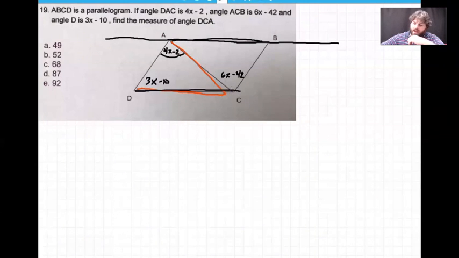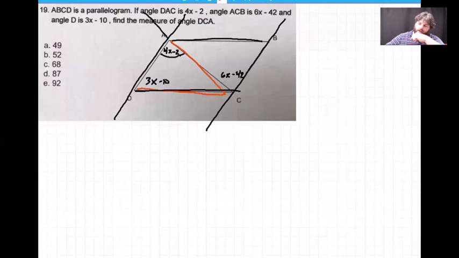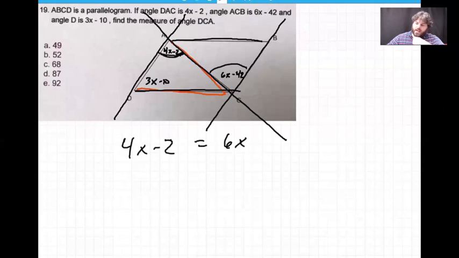Actually, I'm not going to do it that way. That way doesn't actually work. What I'm going to do is this. These two lines are parallel, and here's my transversal. So basically what I'm saying is that these two angles should be equal to each other. Those are alternate interior angles. So 4x minus 2 should equal 6x minus 42, because it's a parallelogram, we know this is true, right?